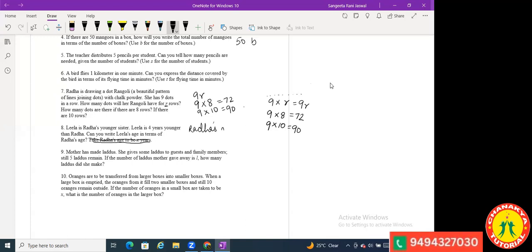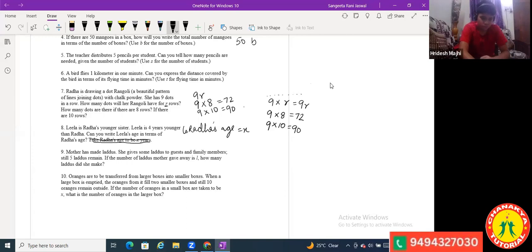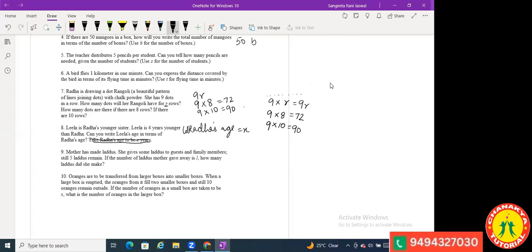Let Radha's age be x years. We are just assuming this. And Leela is 4 years younger than Radha. Now Leela's age will be 4 years younger than Radha, that means Radha's age minus 4, x minus 4. So this is Leela's age. This is the statement that we get.